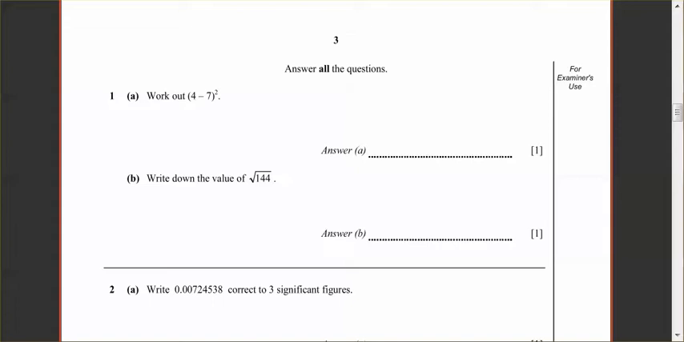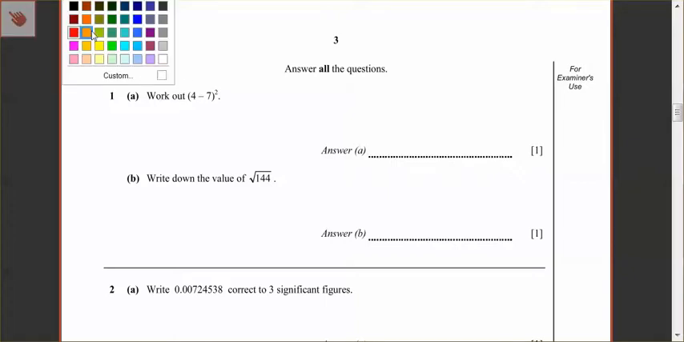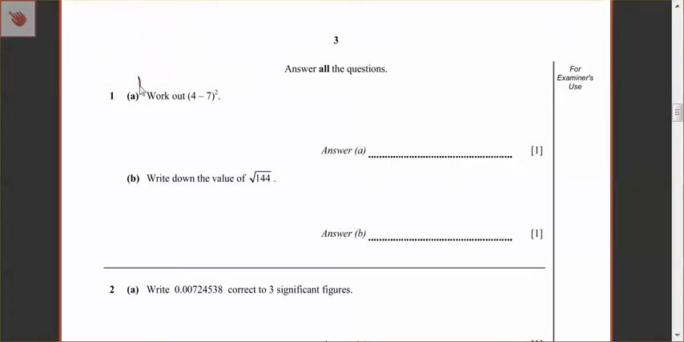Okay, so with this question, this is working on BODMAS. Do you remember BODMAS? What does BODMAS mean? Powers, order. Order, division, multiplication, addition. Exactly. So we have to do things in a certain order.